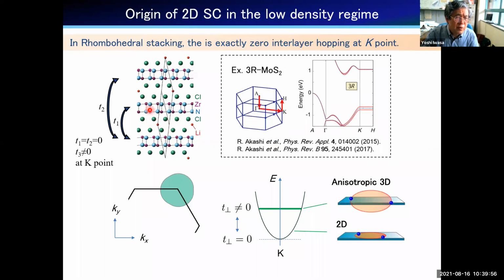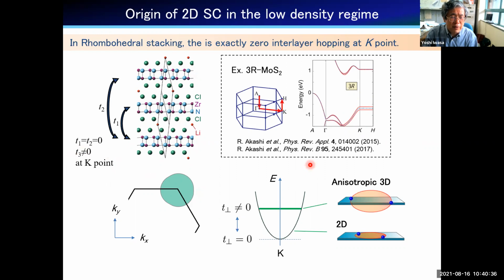So if I speak about only our zirconium nitrogen chloride, from this theory, they said that the interlayer nearest neighbor hopping integral is exactly 0. Second nearest neighbor is also exactly 0. So finite interlayer hopping is allowed only to the third layer, which should be extremely small. That's why this is a peculiar feature of the rhombohedral structure at the K point, exactly at the K point.